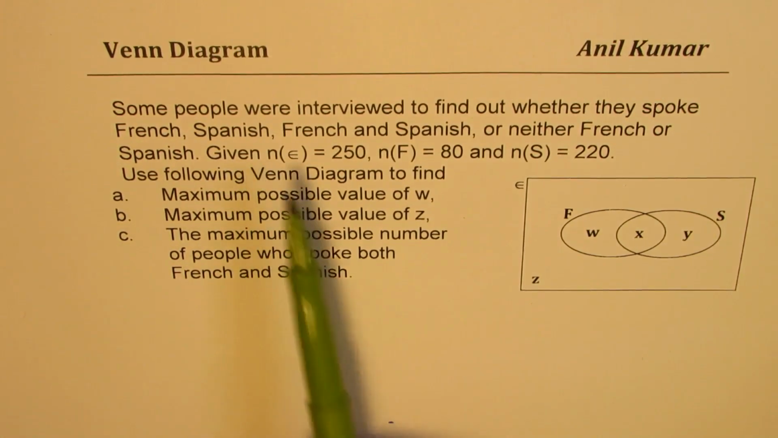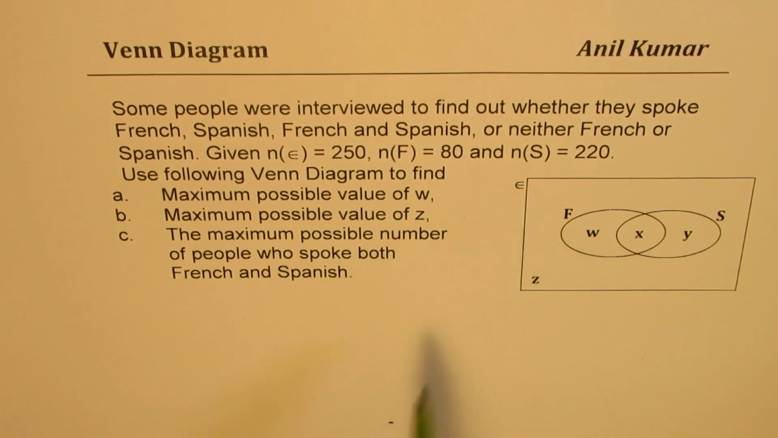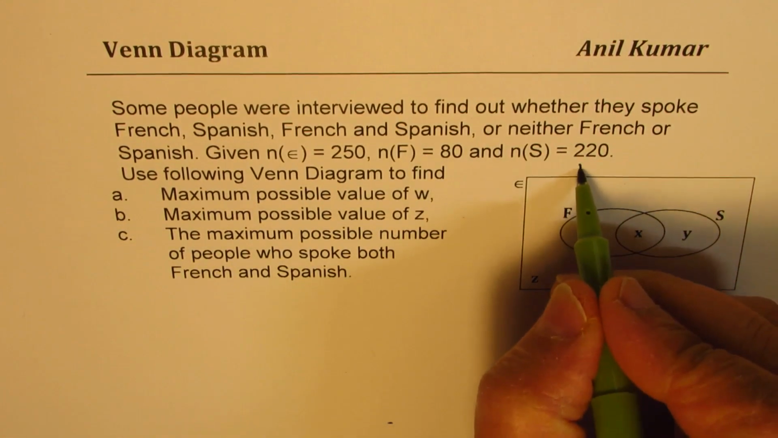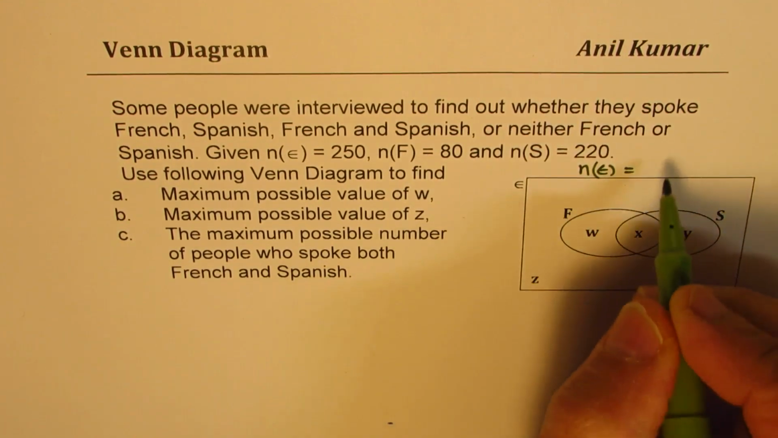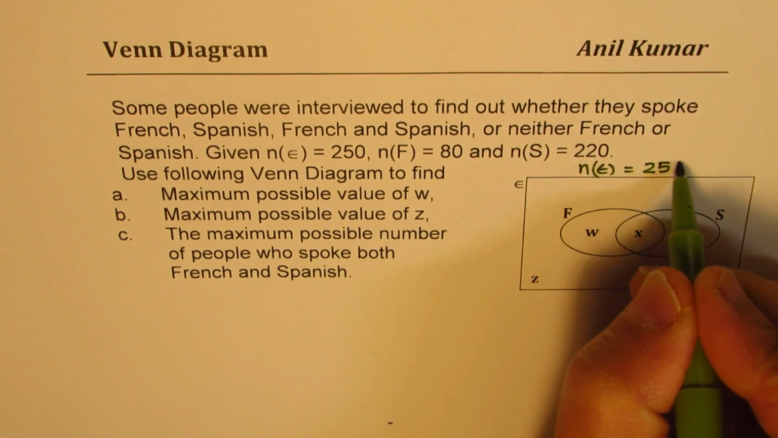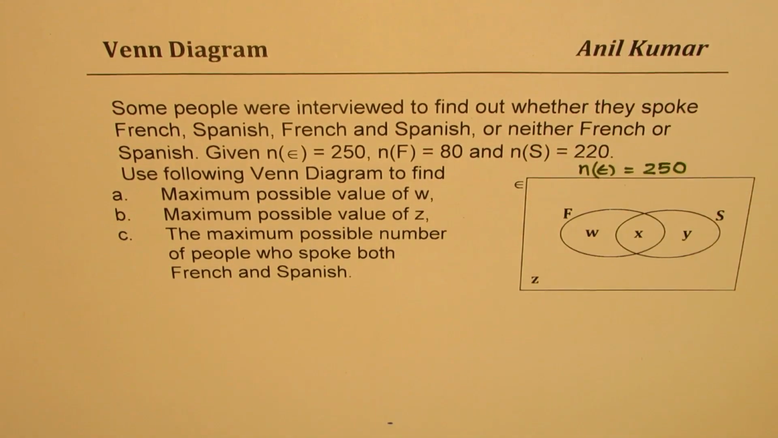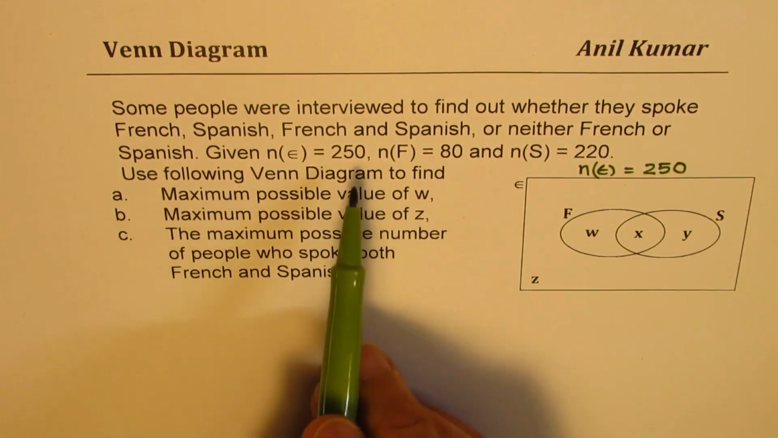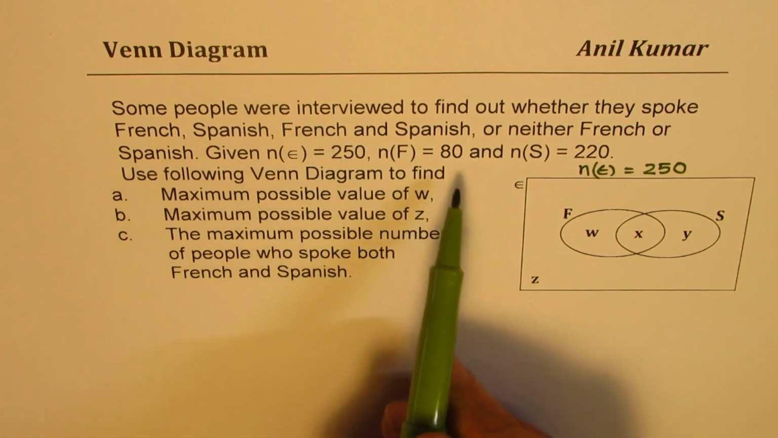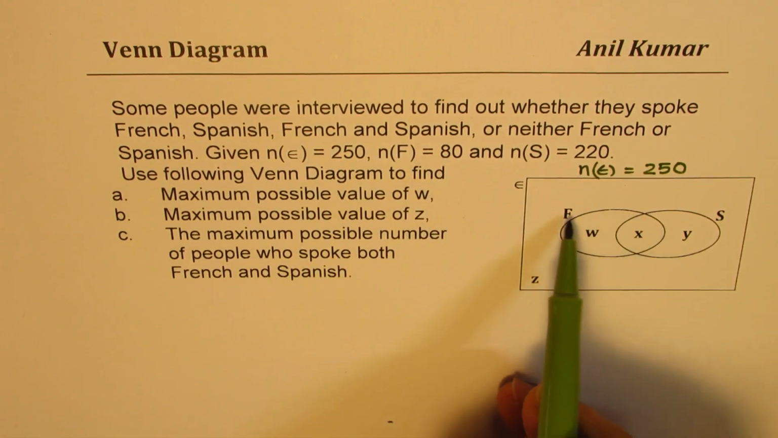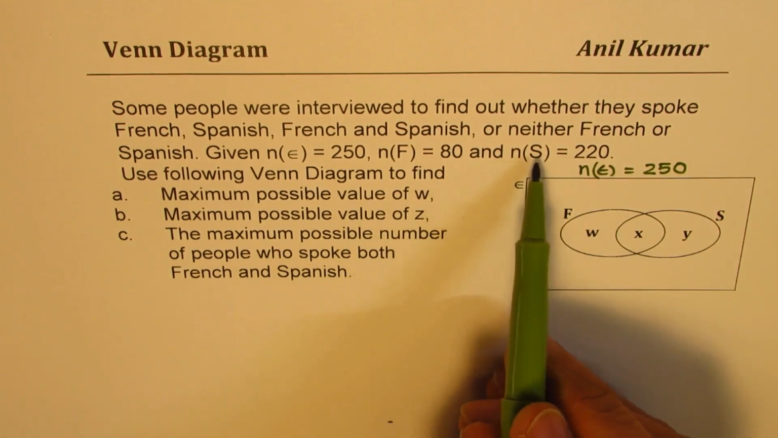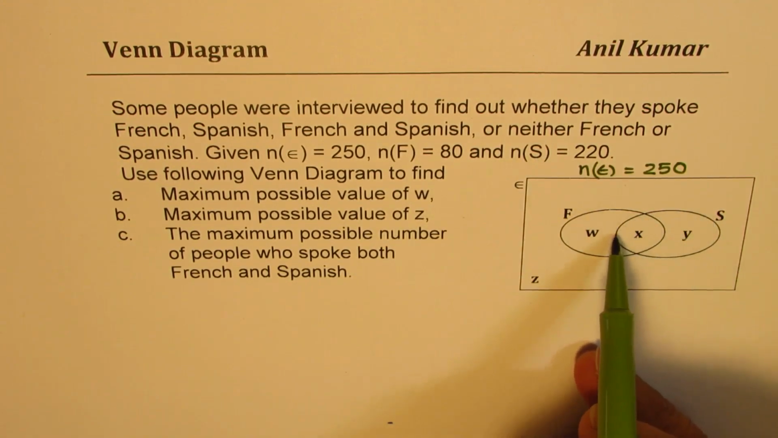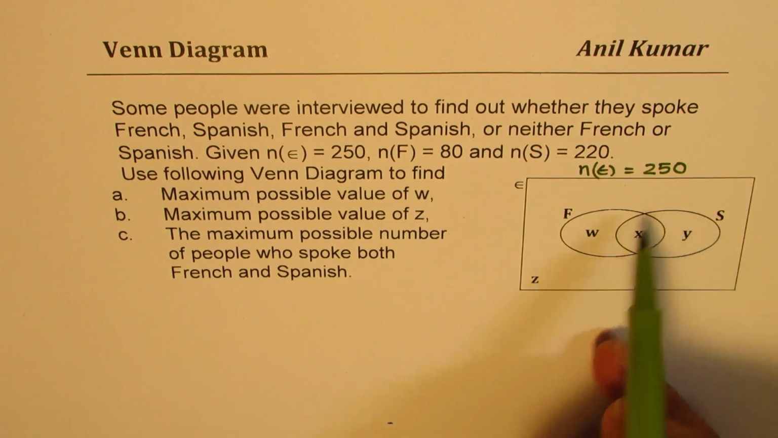We are given that in our sample space, total number of people is 250, right? So that is n of epsilon, the superset here, is 250. So total number of people interviewed is 250. n(F), French speaking, is 80. So this whole group, which is written here as F, is 80. Spanish speaking is 220. This whole group is 220, right?